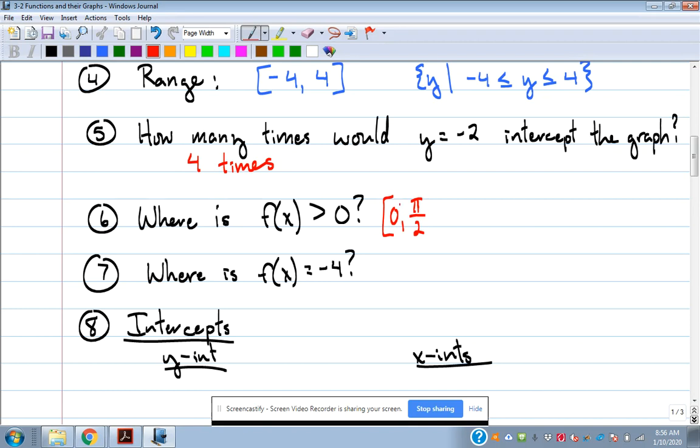So the 4 is greater than 0, so that y value is included. Pi over 2, what's the y value? 0. So is it included? No, because the inequality says greater than 0. So if the y value is 0, then it's not included. So it's going right up to the edge of pi over 2. Okay, so that's the first interval.